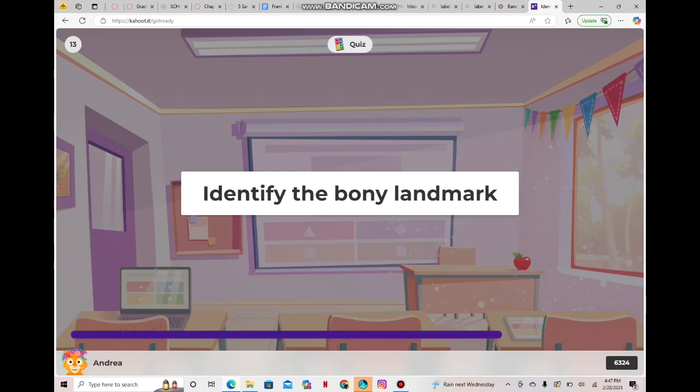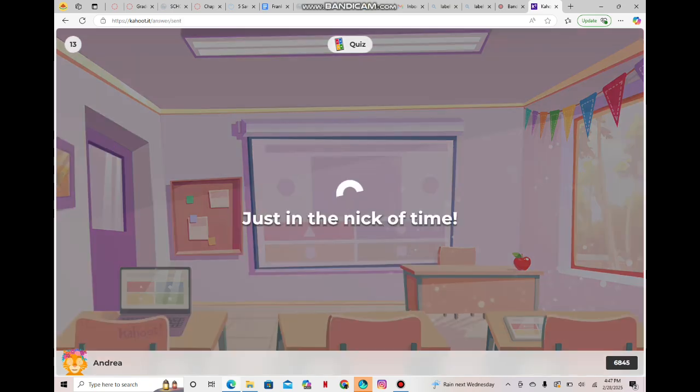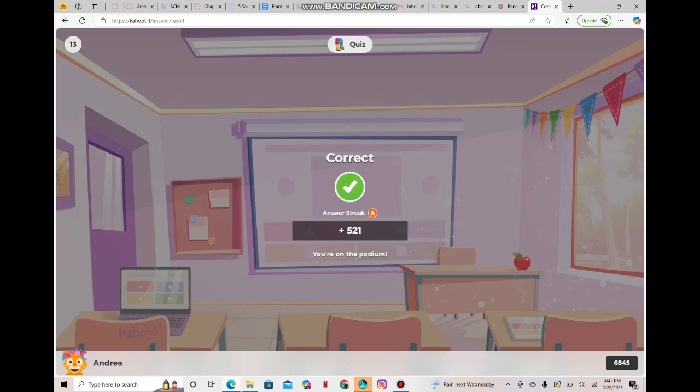Identify the bony landmark. There are only a couple more. Bear with me, please. So, this thing is called the glenoid cavity of the scapula. Not so sure why it's a cavity, but I remember it as a flat surface.